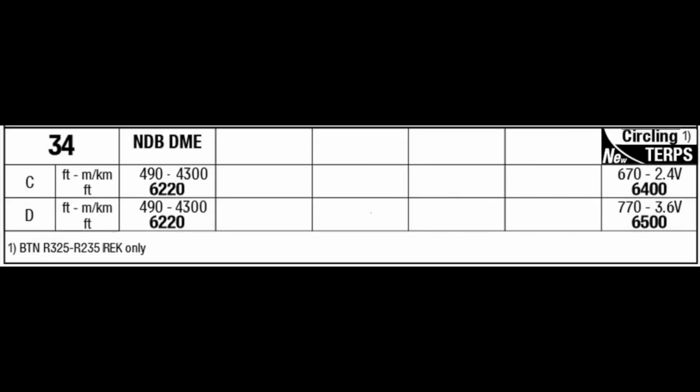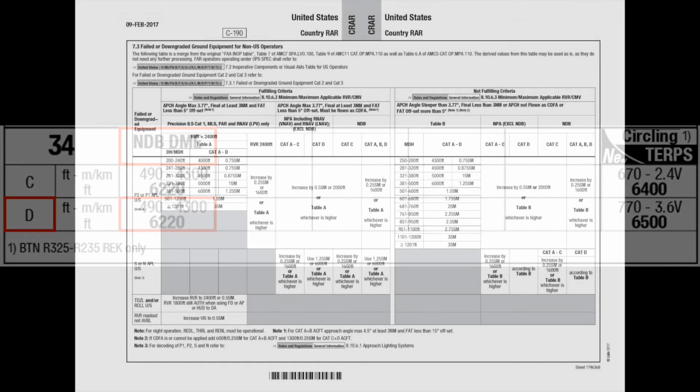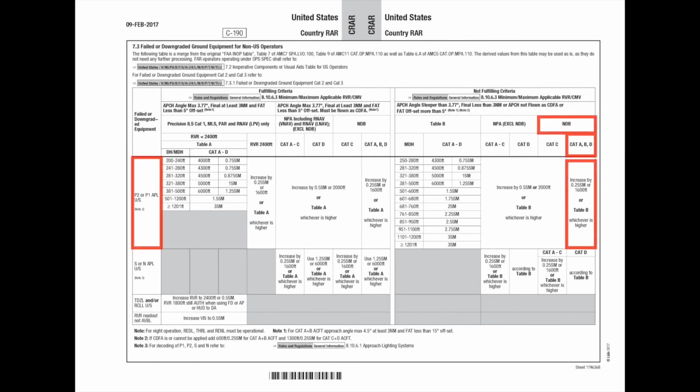Let's have a look at another example. Let's assume we are dealing with a low-quality NDB approach. The aircraft is a Category D, minimum descent height is 490 feet, and the visibility on the chart is 4,300 RVR. Find in the right-hand table 1,600 feet to be added to the original visibility value when the approach light system P1 fails. That equals 4,300 plus 1,600 equals 5,900 feet.